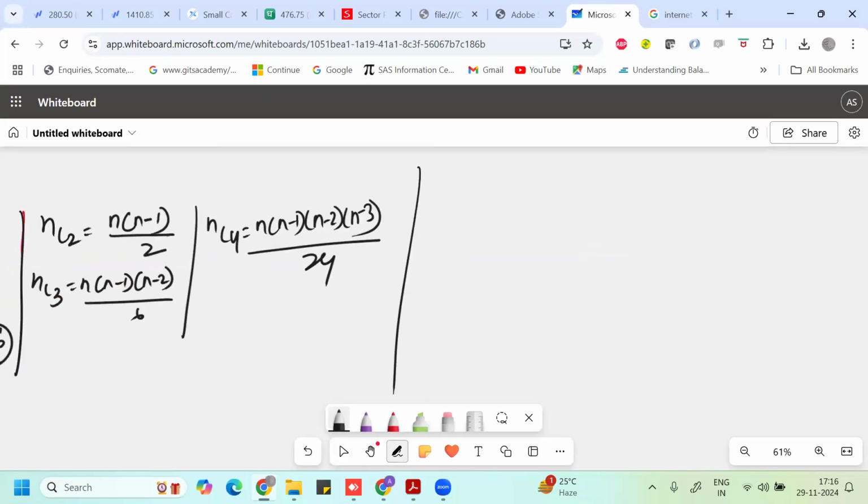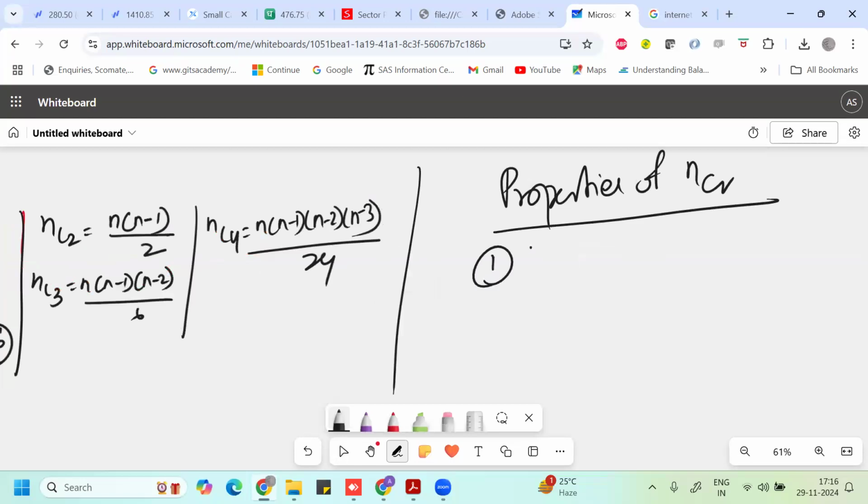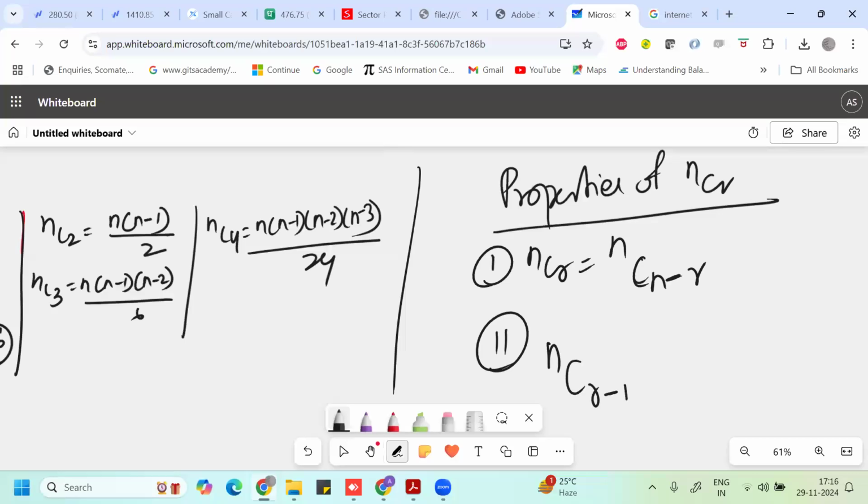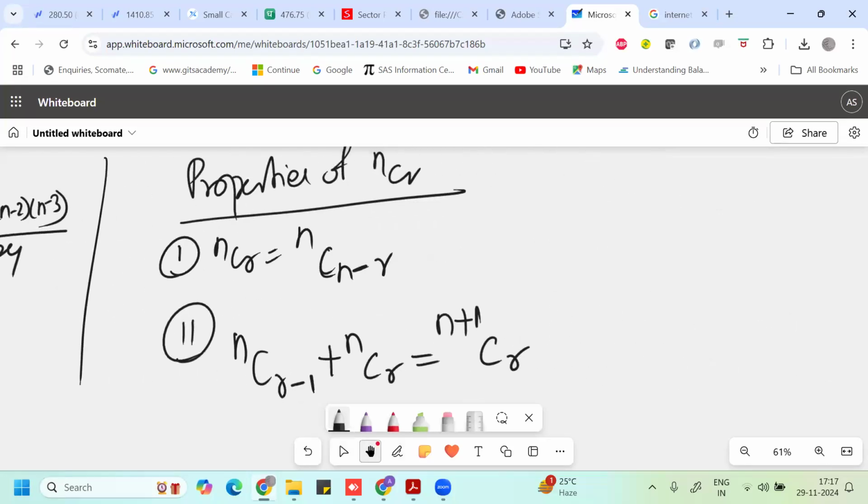So the properties of nCr. The first property: nCr is equal to nC(n minus r). The next property of nCr is nC(r minus 1) plus nCr is equal to (n plus 1)Cr. This is the next property.